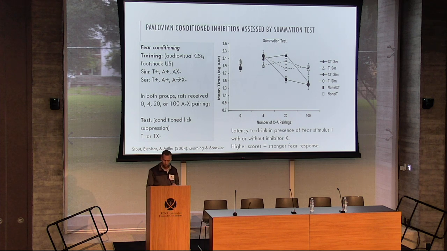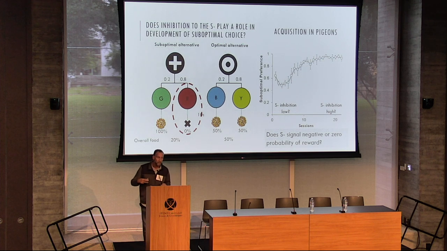So having this little primer now, we can go back and ask the question again, does inhibition to S minus play a role in the development of the suboptimal choice? And embedded in that question is really the idea of whether S minus signals a negative value, if you will, or merely a zero probability of reward. So we're going to look at what happens with those S-minus trials as a function of the amount of training.